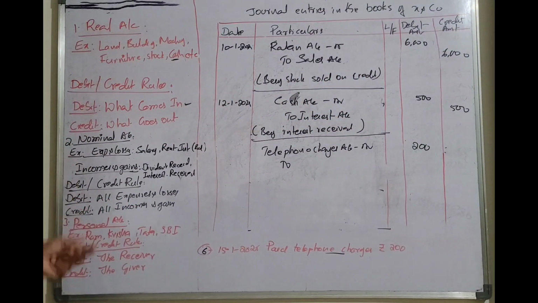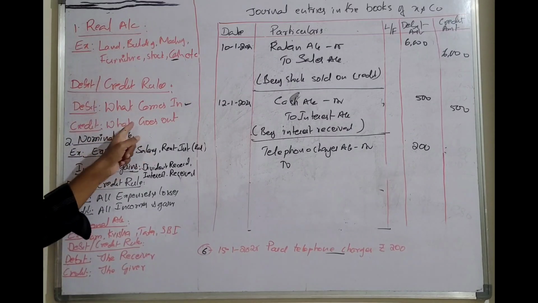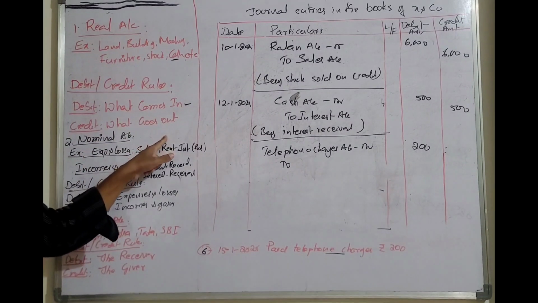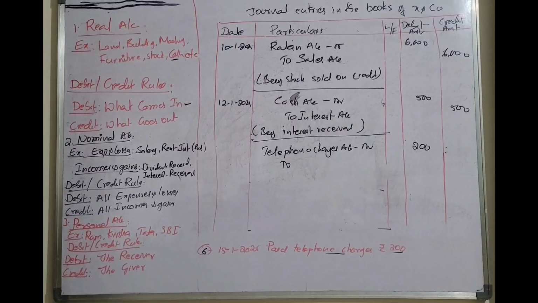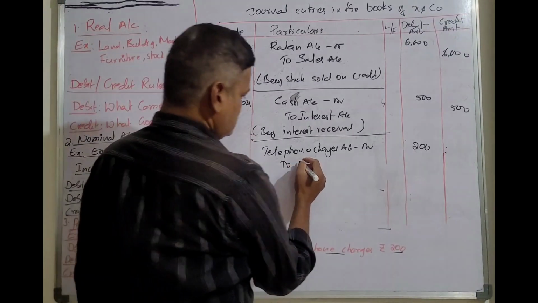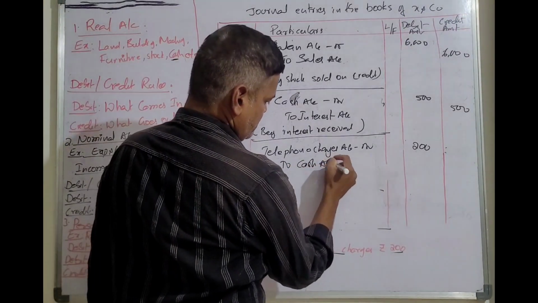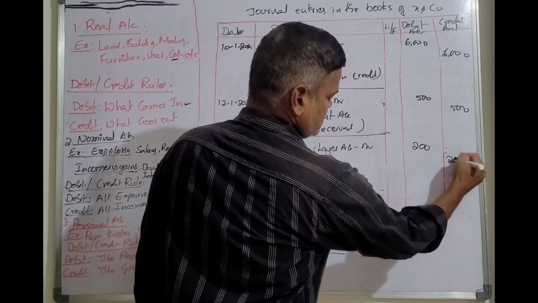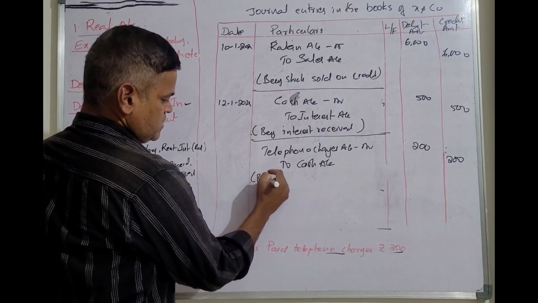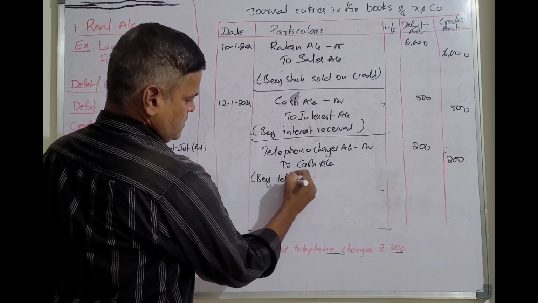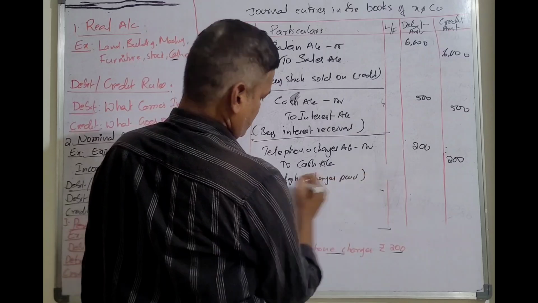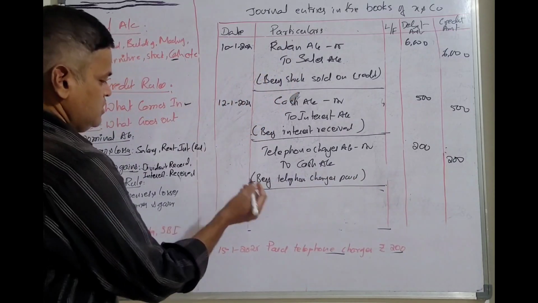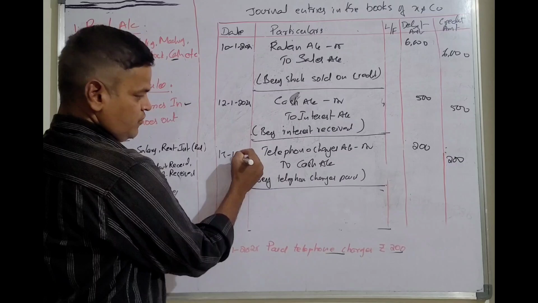Then we have to write credit. If you want to write credit, as usual, we have to check first according to real account. According to real account, when we have to write credit, what goes out? Is any asset going out from the business? What is going out? Cash is going out. 200 rupees cash is going out. Hence, you can write cash account 200 rupees. Narration is being telephone charges paid. This is a narration. The date is 15th January 2025.